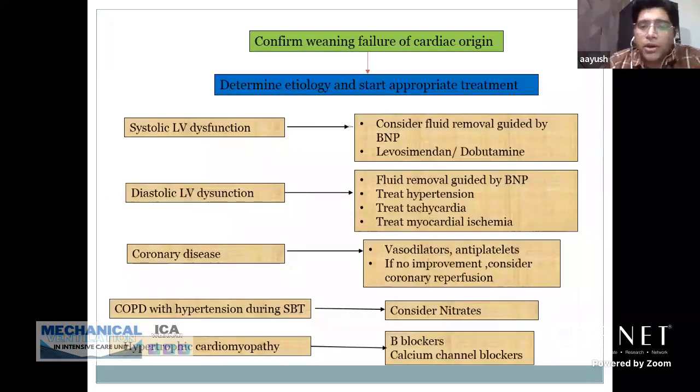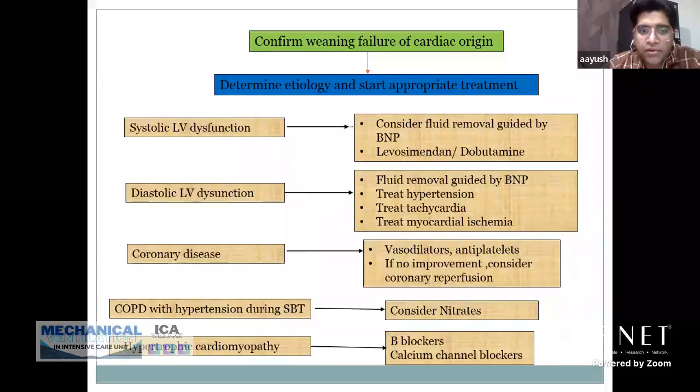So whenever you diagnose the patient as having weaning failure from cardiac origin, try to determine the etiology and start appropriate treatment. If you find the patient having low ejection fractions and systolic dysfunction as demonstrated by echocardiography, consider fluid removal guided by BNP levels. You may use inotropic agents like levosimendan and dobutamine.